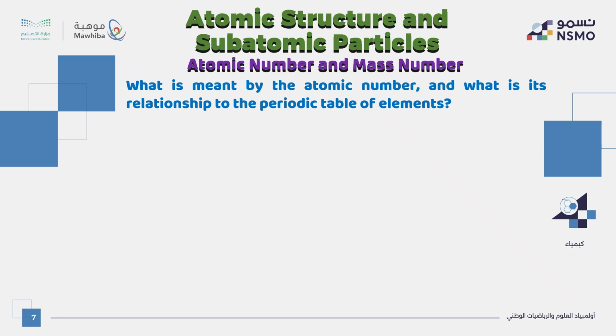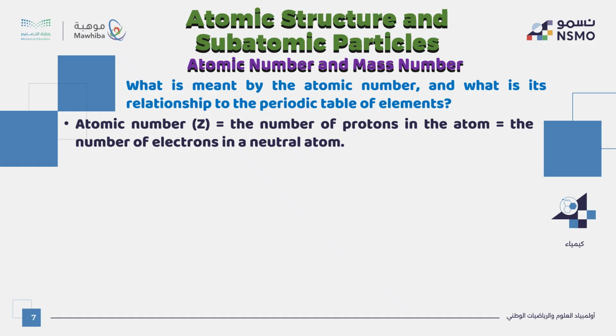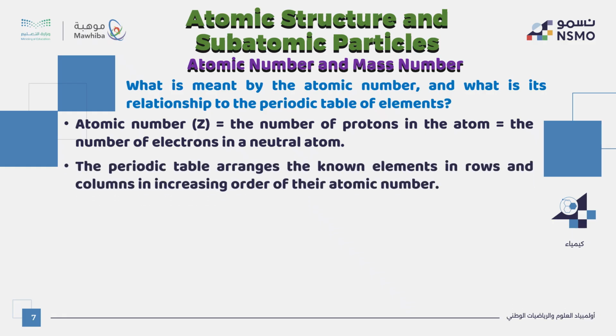In this section, we will learn about atomic number and mass number. What is meant by the atomic number, and what is its relation to the periodic table of elements? We'll start with the atomic number. The atomic number, symbol Z, is defined as the number of protons in the nucleus of an atom. In neutral atoms, the atomic number is also equal to the number of electrons, because the positive charge of the protons is balanced by the negative charge of the electrons.